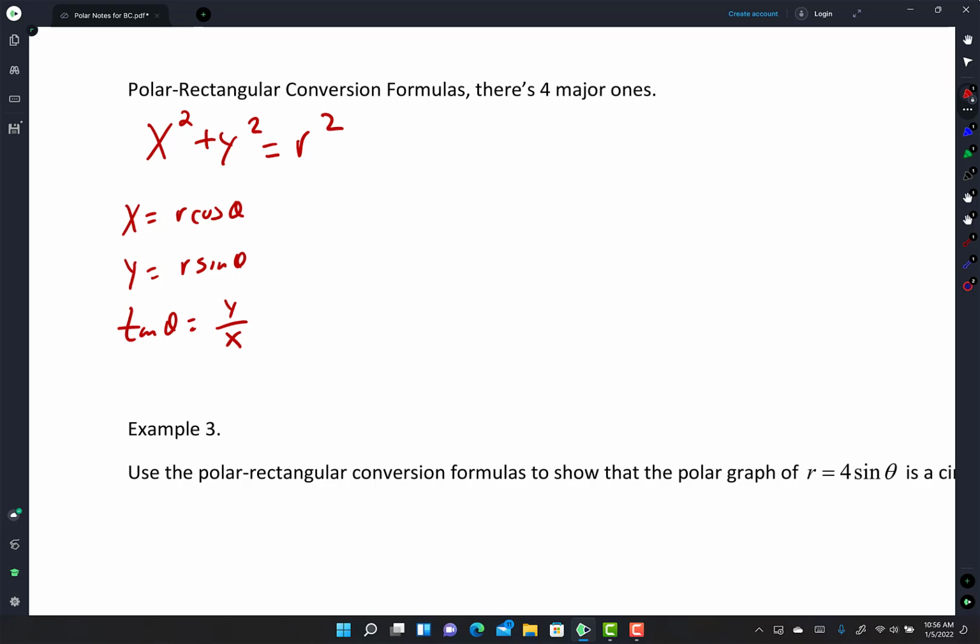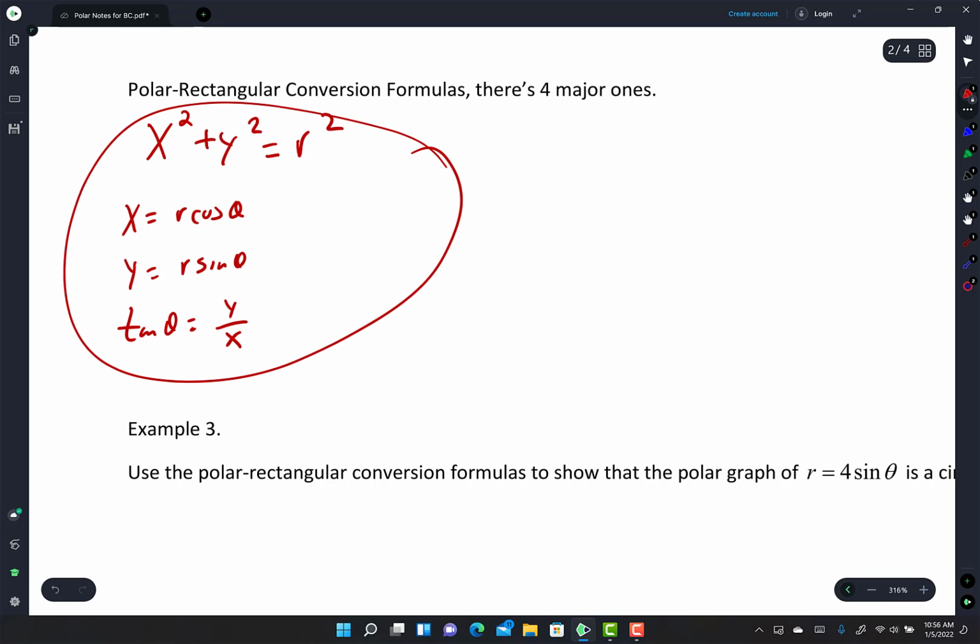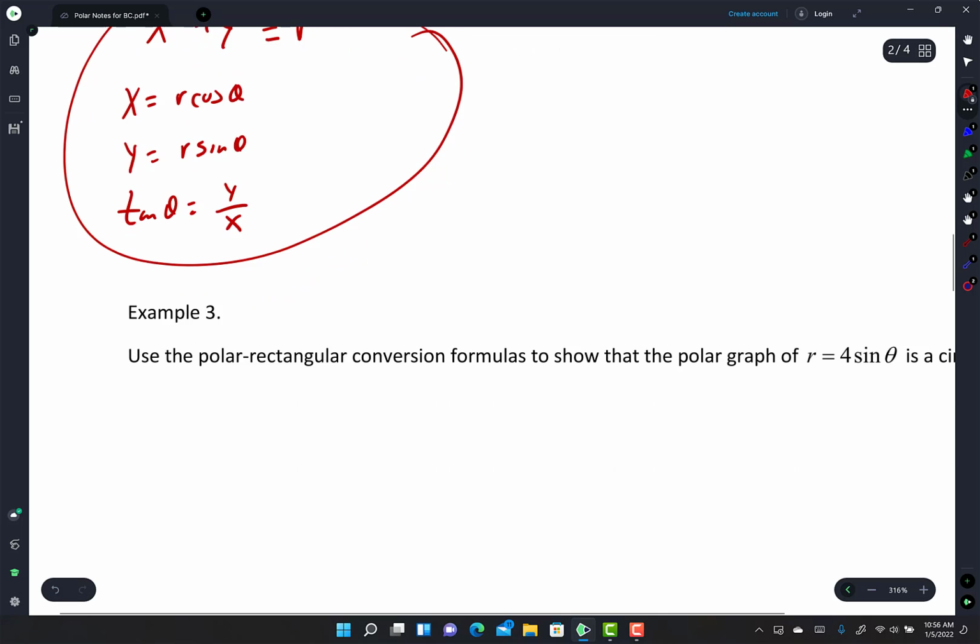Are we okay there, guys? Okay, so these are the 4 major formulas. From this, you can pretty much transform any polar to rectangular, any rectangular to polar. Of course, some are more difficult than others, but this is the main gist. Cool, guys? All right, let's keep going.